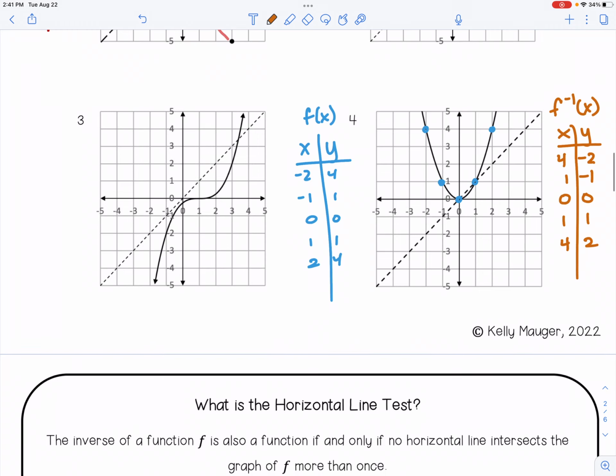So when I plot those, I get this quadratic right here. So that is your inverse function graph. Your inverse is actually not a function. It fails that vertical line test. So the first graph is a function, but the inverse is not a function.